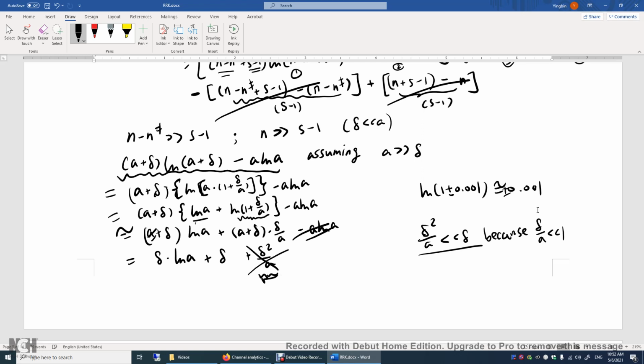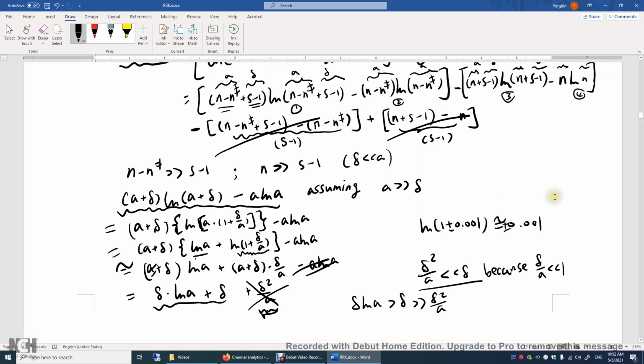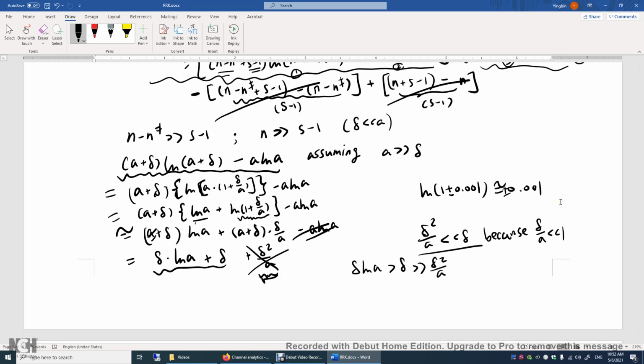So what I will do is I will get rid of this. If you look at these 3 terms, actually delta ln A is greater than delta. Delta is much greater than delta squared over A. Okay, so now we get a simplified equation. We're going to plug it in to this line, and then we're going to use this equation for this line as well. So we got the simplified probability.